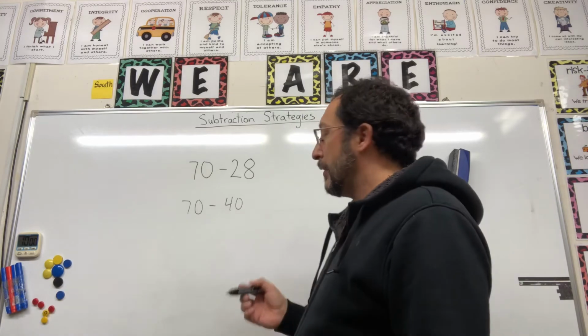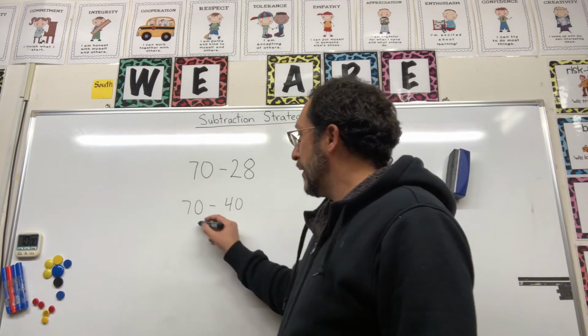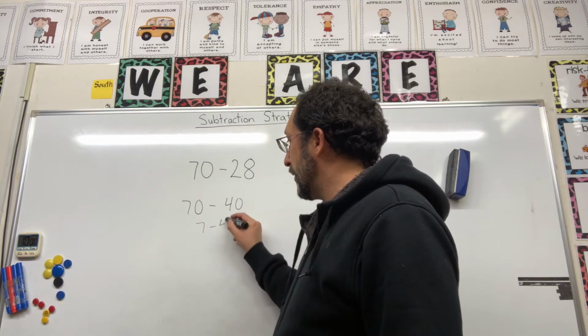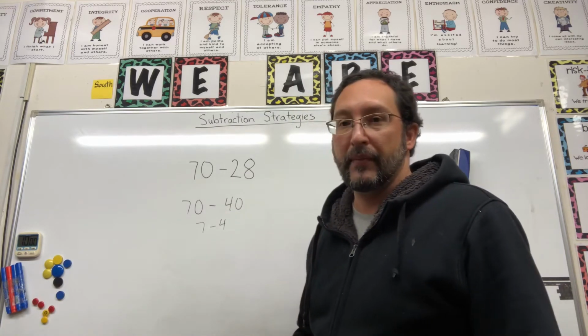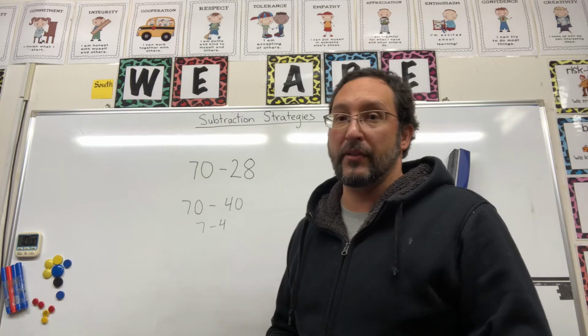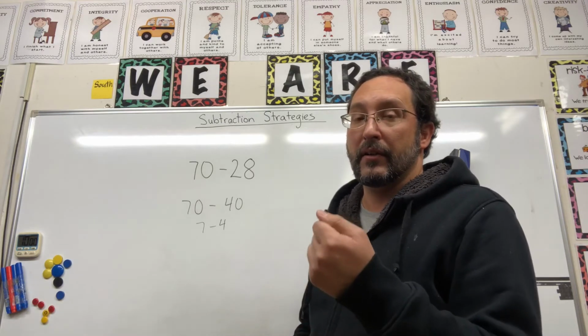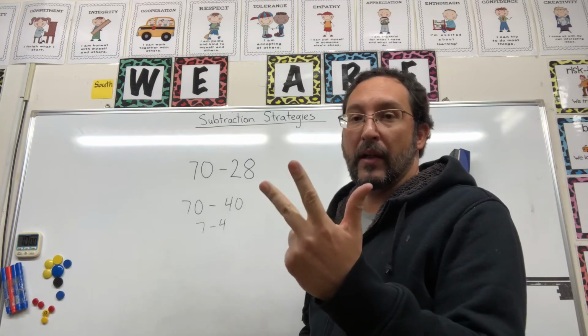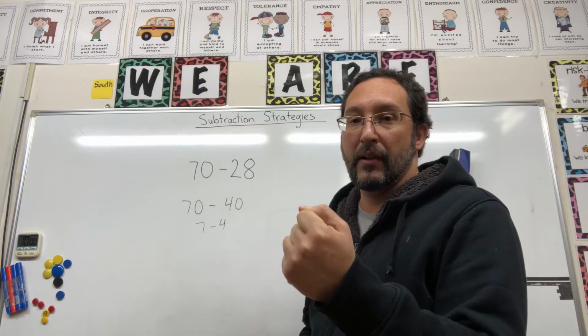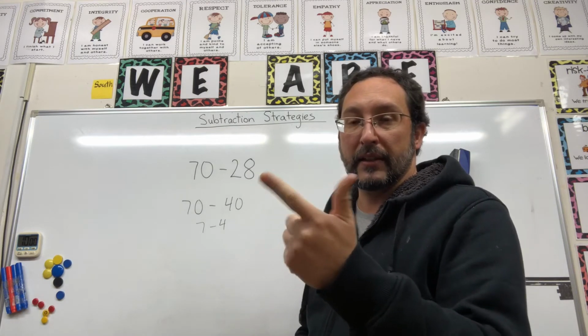We know that 70 minus 40 is just like doing 7 minus 4. The zeros cancel each other out. Yeah? And I can do 7 minus 4 on my fingers. Okay? 7, 6, 5, 4. Oh, it answers 3. Or I can count up from 4 to 7, going 4, 5, 6, 7, 3.